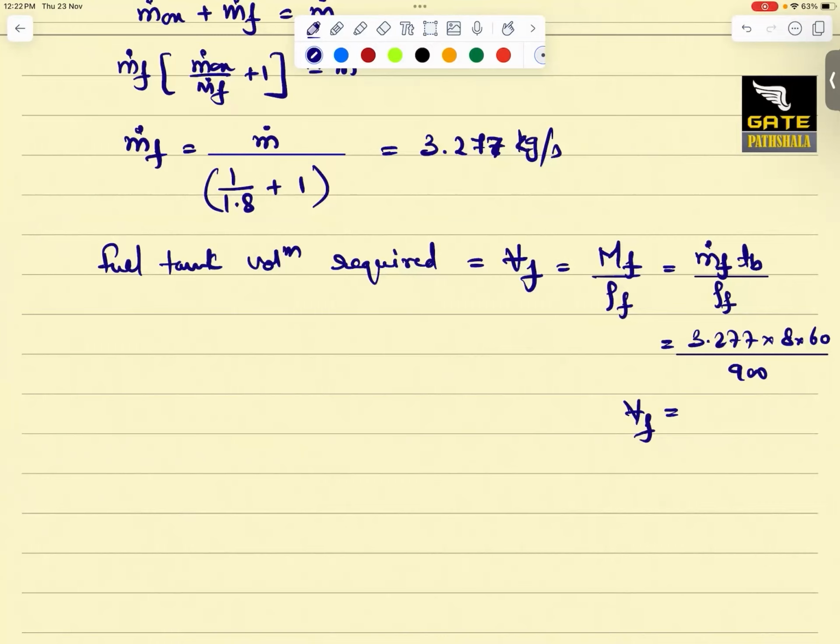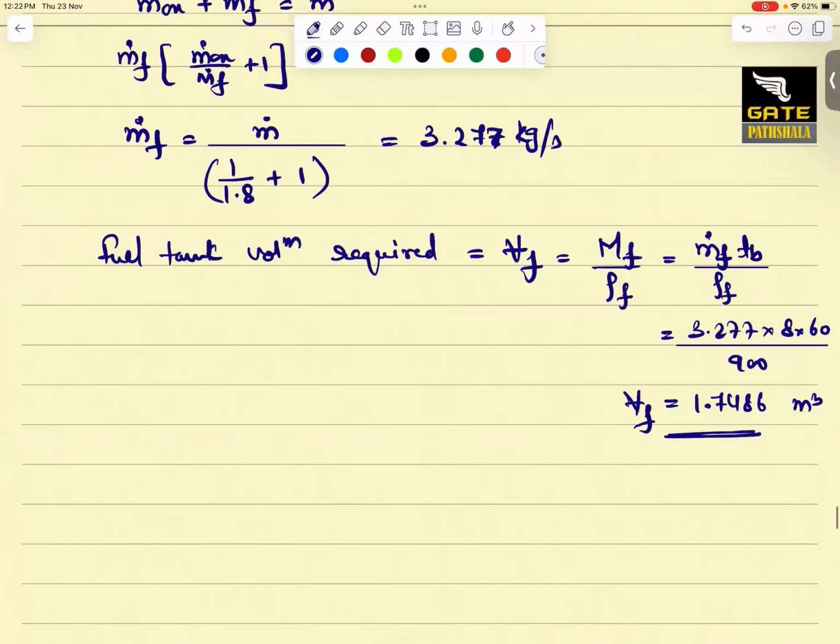कितना आया था ये अभिलाष? 1.748. 1.747. 1.7486 you will get meter cube. Hope you all are through.